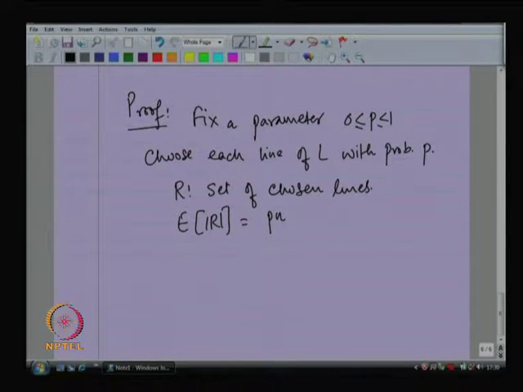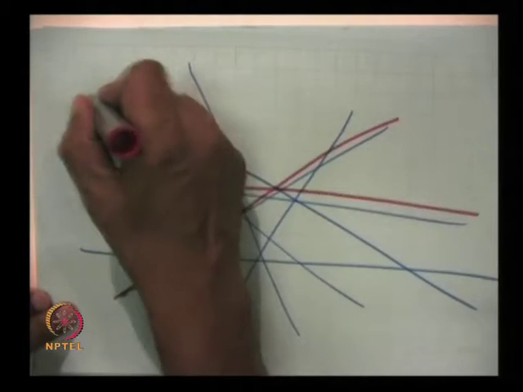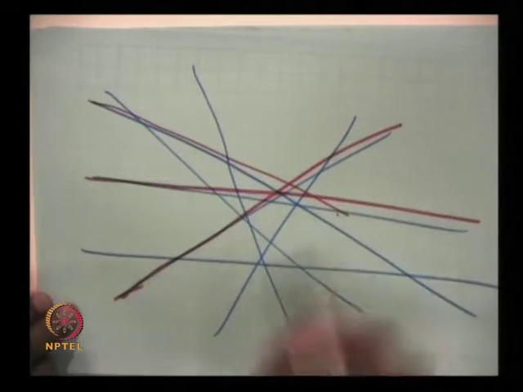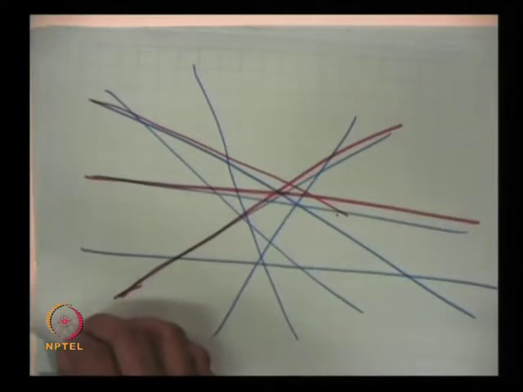Okay. Now, what happened was that you had a set of lines and I chose a subset of these lines. So, let us say this line was selected, this was selected, and let us say this was selected. Let me try again and hopefully we will do better.